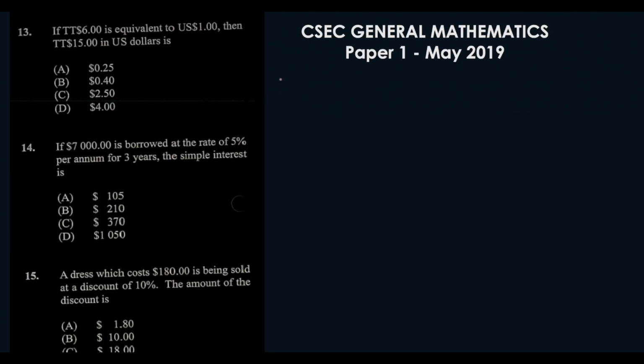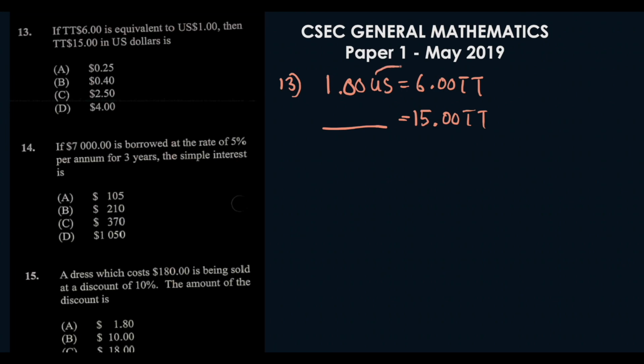Alright, so number 13. It says that if TT dollars over $6 is equivalent to $1 US, so we have $1 US, which is equal to 6 TT dollars, would be 15 TT dollars. So we want to know what 15 TT dollars would be in US. So when we convert to go from US to TT, we would have to multiply. To go from TT to US, we have to divide. This is just standard stuff.